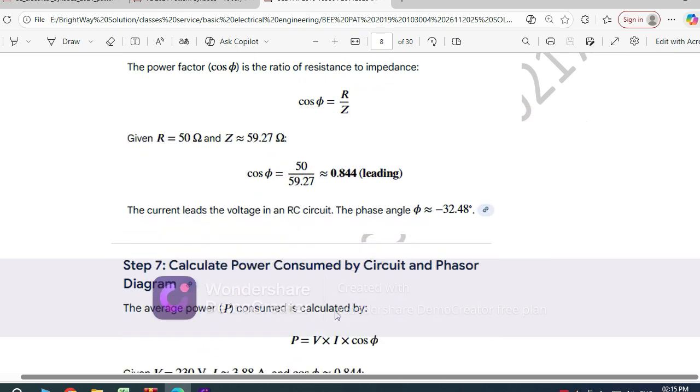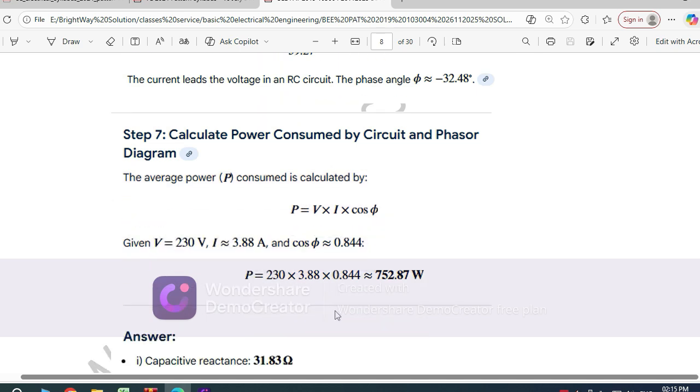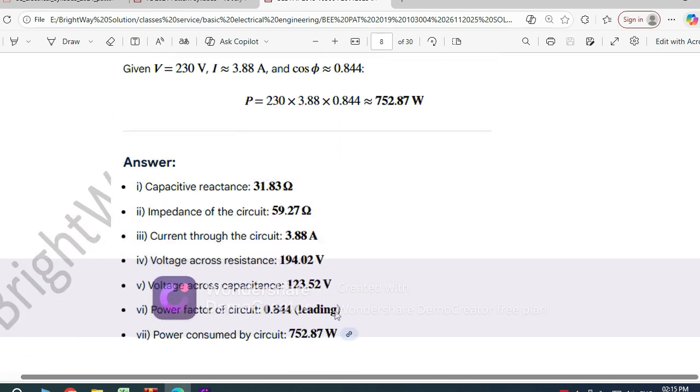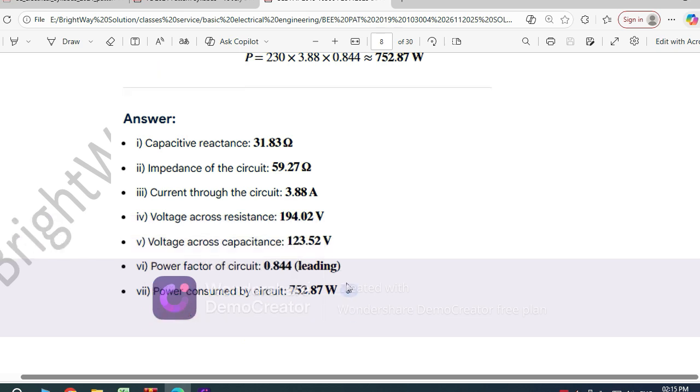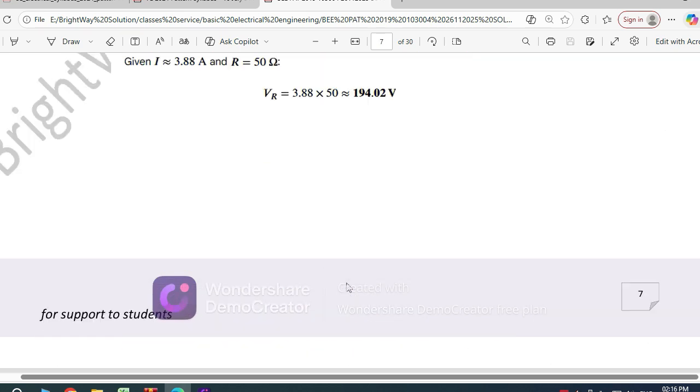Next we are going to calculate the power consumed by the circuit, which is V into I into cos phi. So the value of the power consumed, the active power, is 230 into 3.88 into 0.844, which is equal to 752.87 watt. If you write these terms with units, you get 8 marks, each carrying 1 mark. So here I just covered the first 2 questions. The remaining questions I will cover in the next video.